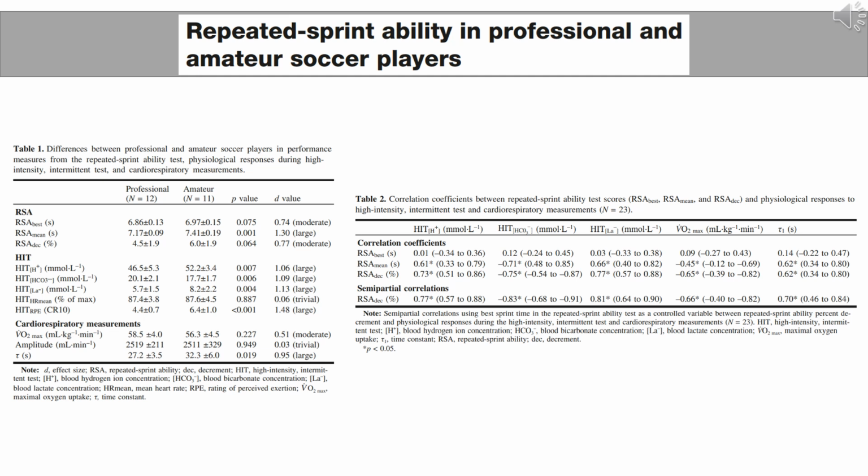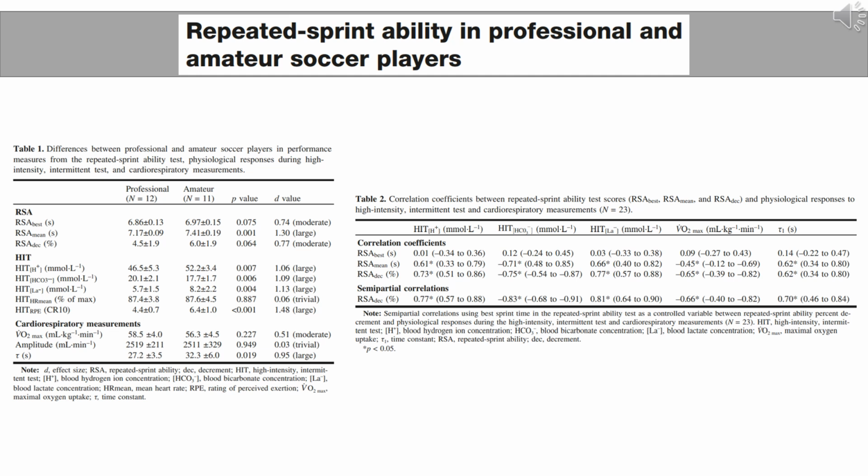And I've chosen this study because of its ability to discriminate between playing levels. So this is looking at repeated sprint ability in professionals versus amateurs. And what we see here in table 1 on the left is a whole host of different metrics looking at the best and the mean score during repeated sprint ability and the percentage decrement. We're then also looking at a whole host of different physiological based metrics gathered from a high intensity training session.